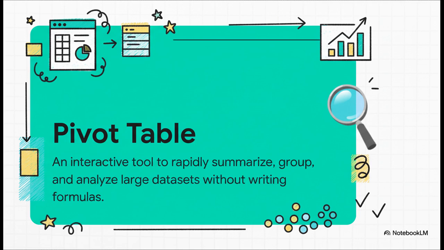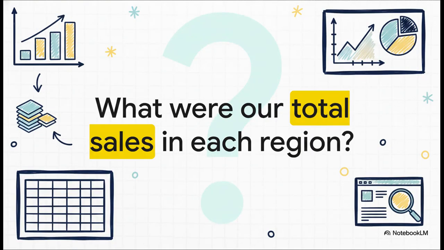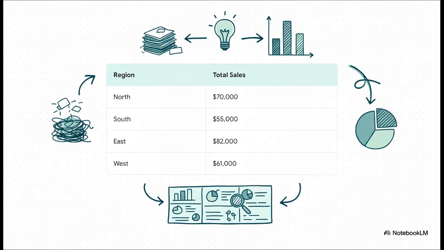No complicated formulas needed. So instead of trying to write some crazy complex formula to answer a simple business question like, hey, what were our total sales for each region? A pivot table just gives you the answer. Boom, instantly. It takes thousands of individual rows of sales data and boils them down into this one simple, super clear summary. In just a few seconds, you know exactly what's going on. That's the magic of it.